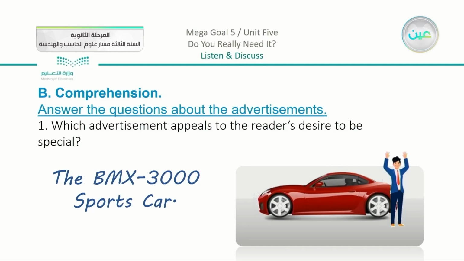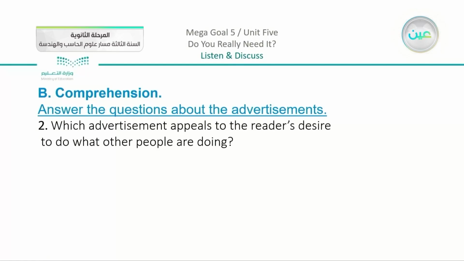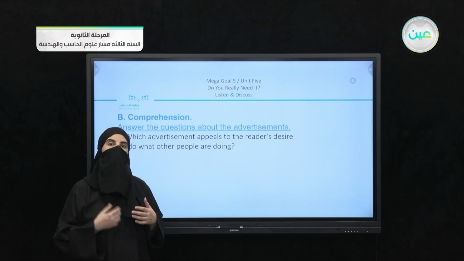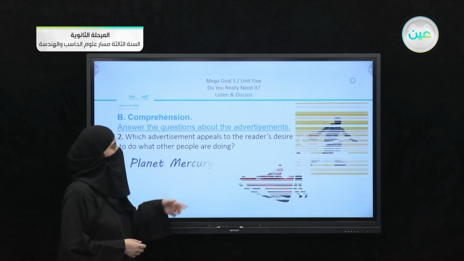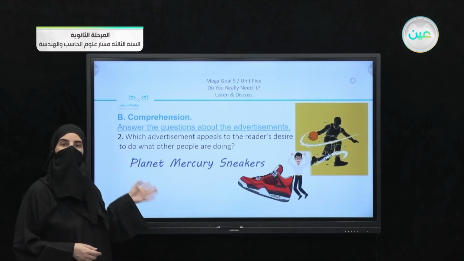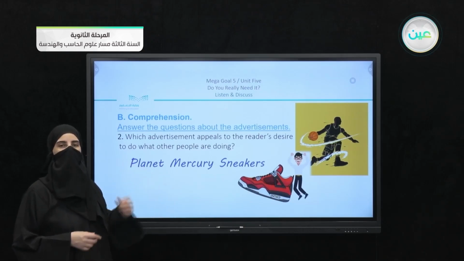Now we have here the sports car, the BMX 3000. In the paragraph, it was mentioned that other people will look at you with your car. Now, this is the first question. We have the second question: which advertisement appeals to the reader's desire to do what other people are doing? Now, remember, which advertisement mentioned another person, and you may have the desire to do the same thing like this person. Which one? Now, if you can remember that we had the advertisement about the sneakers, and we said that this kind of sneakers is the same kind that the NBA stars could wear.